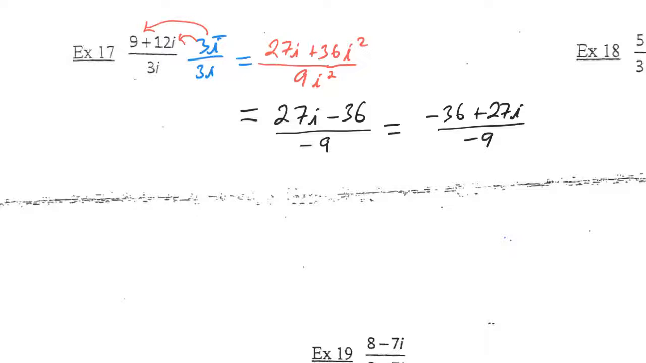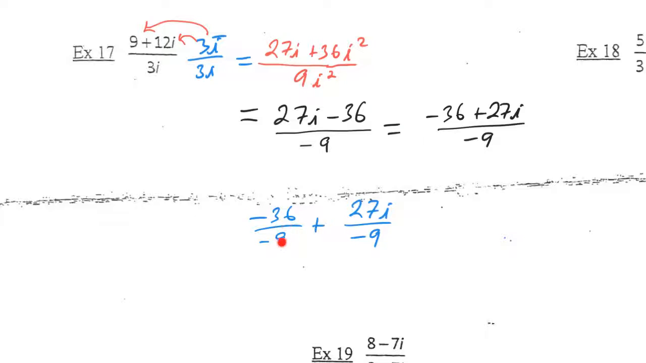Now there's one more thing we have to do here: we're going to split this up. We're going to write it as negative 36 over negative 9 plus 27i over negative 9. I just took both of these terms and put them over this denominator. Negative 36 over negative 9 and 27i over negative 9. Now, all right, I lied. We're still not quite done.